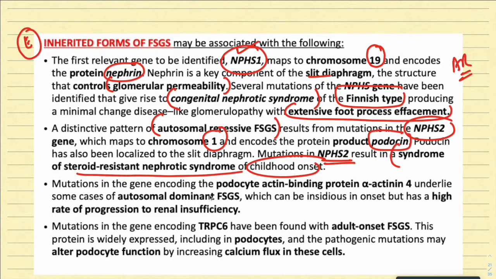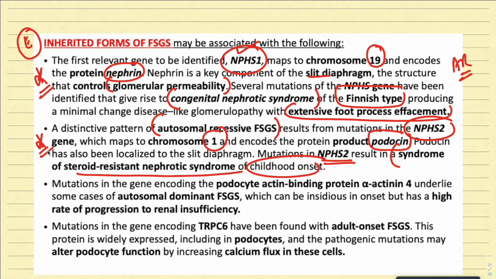These are the two most important inherited forms of FSGS. So you have to remember NPHS1, nephrin, chromosome 19, congenital nephrotic syndrome of Finnish type. And both of these conditions are autosomal recessive. The other one, NPHS2, chromosome 1, podocin, steroid resistant nephrotic syndrome.